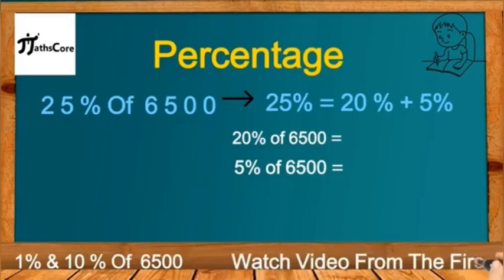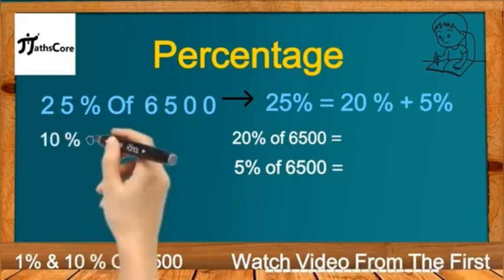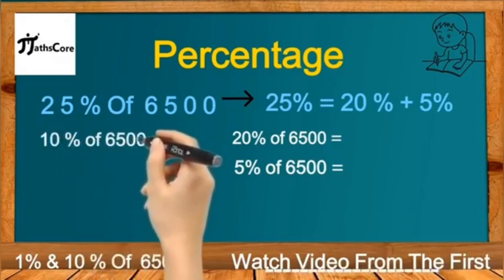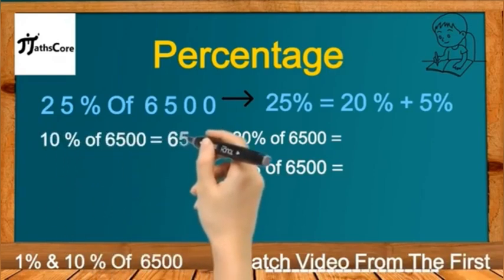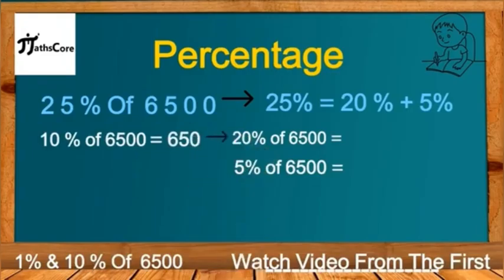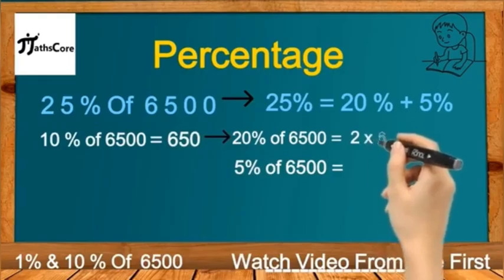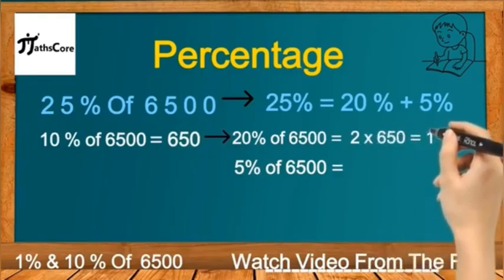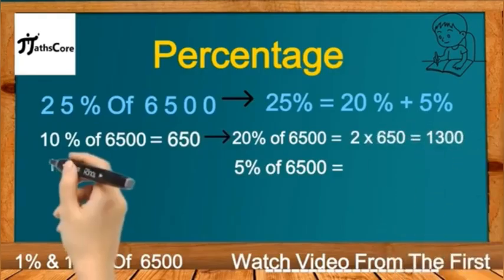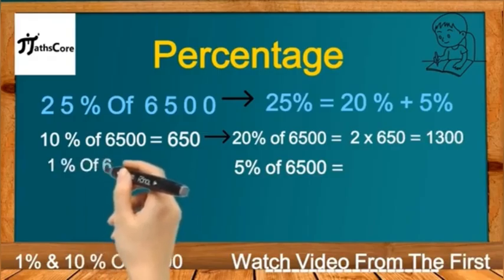If you still have any doubt about finding 1% and 10% of any number, then please watch this video from the first. So 10% of 6500 is equal to 650. Now we need to find out 20% of 6500. So we need to multiply 2 with 10% of 6500, which is 650. So 2 multiplied by 650 is equal to 1300.